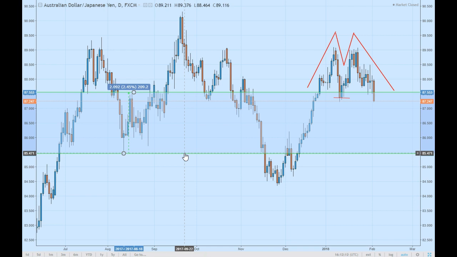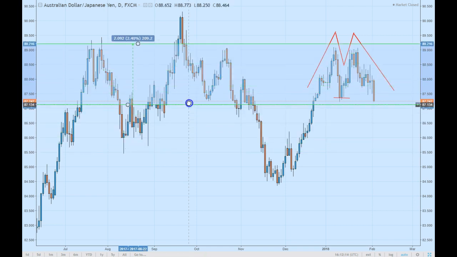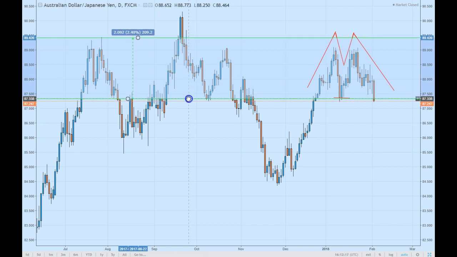Okay, so now we move our box to here, and you see this 2.9, which is 209 pips in Aussie dollar, Japanese yen, which is a lot for such a simple way to find it. And you come up here. It went higher, but you don't care about that simply because you're trading your system, and your system is to leave when it does the double size of this bottom to top.